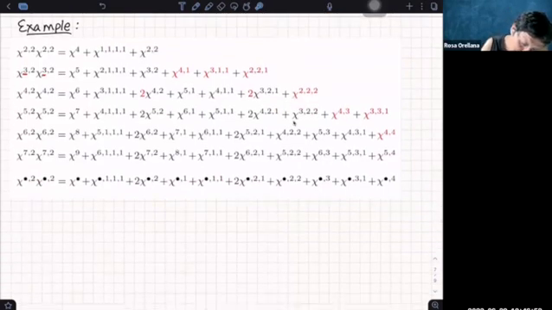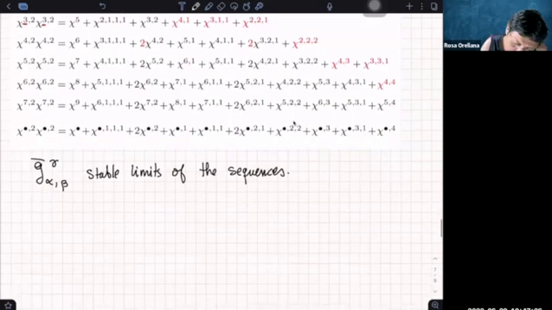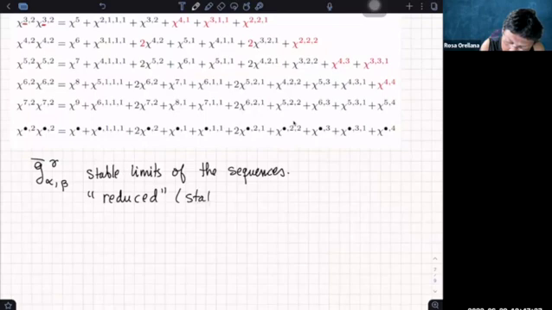So these coefficients, the stable coefficients, are known as the reduced Kronecker coefficients. And here they can be for any 3 partitions, they don't have to be partitions of n. And these are the stable limits of the sequences, and they are known as the reduced or sometimes stable Kronecker coefficients.